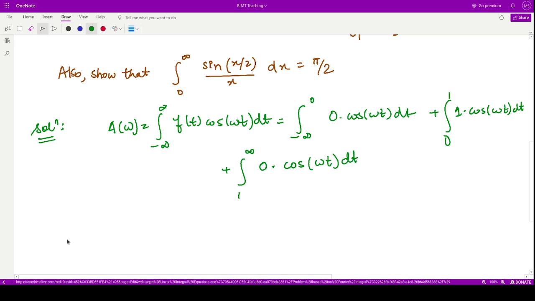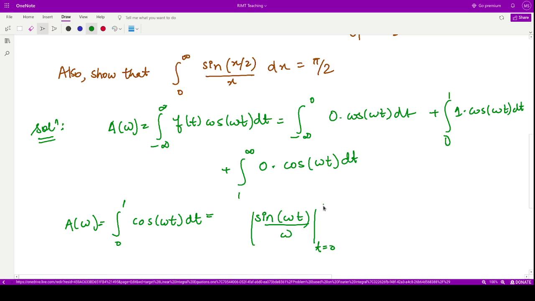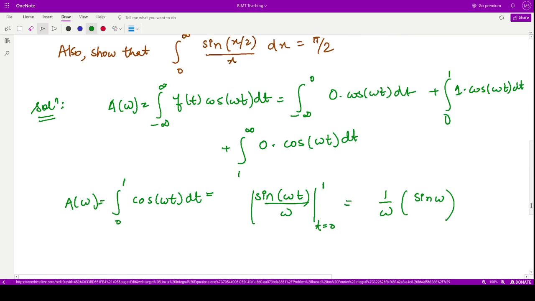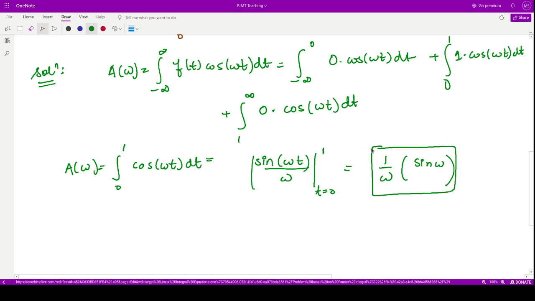So your A(omega) now becomes equal to the integral from 0 to 1 of cos omega t dt. Its integration is quite simple. You have sin omega t divided by omega, with the limits of t from 0 to 1. So when you substitute the upper limit it is sin omega, and when you substitute the lower limit it is sin 0, which is 0. So A(omega) equals sin omega divided by omega.